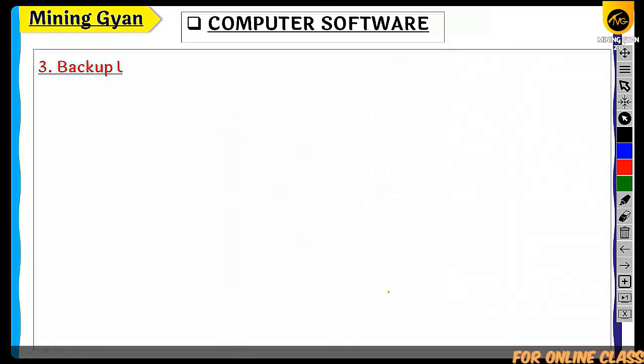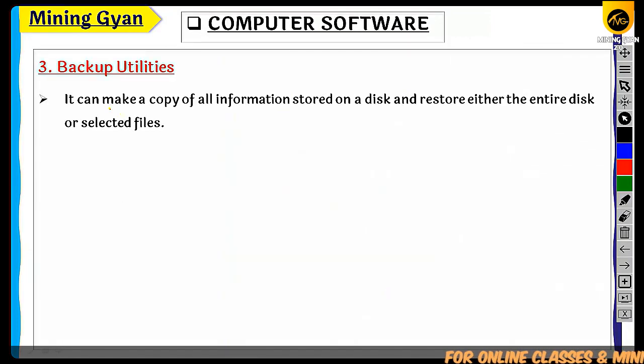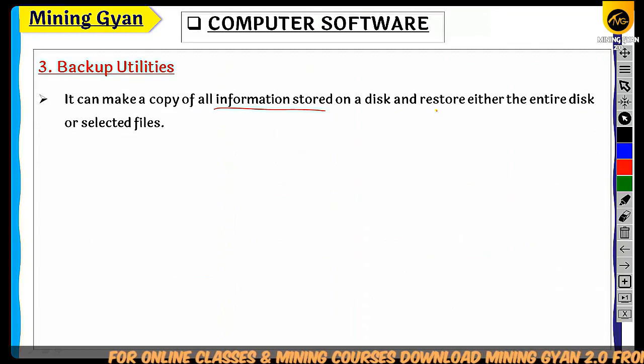Now the third one is the backup utilities. The backup utilities can make a copy of all information stored on disk and store either the entire disk or selected files. So if you have any problem anywhere, you can copy it and store it in some place. So the backup utilities are also a type of software.